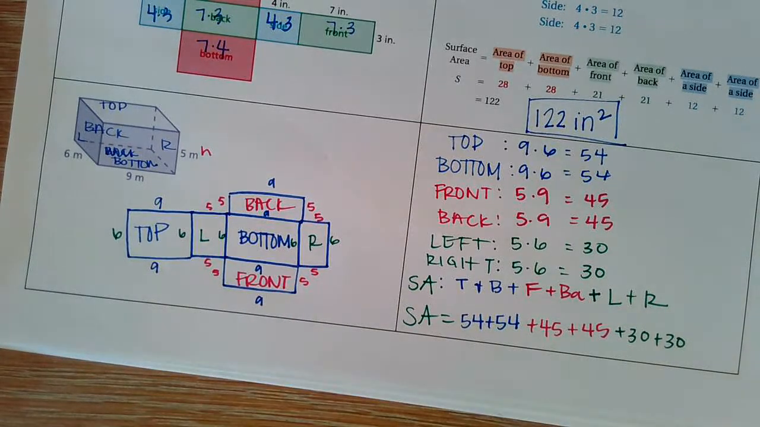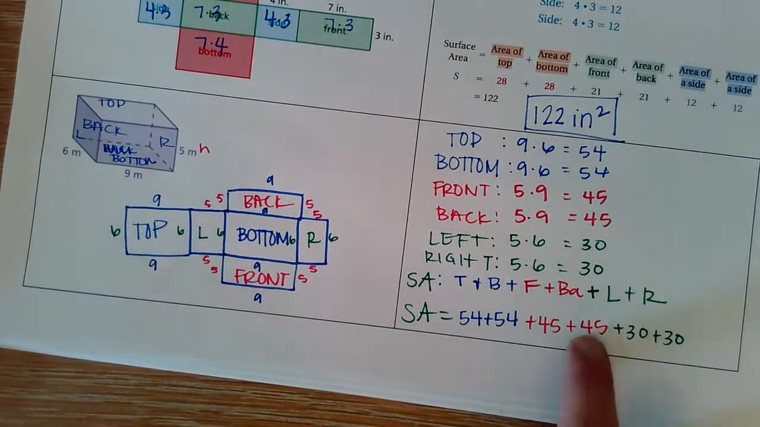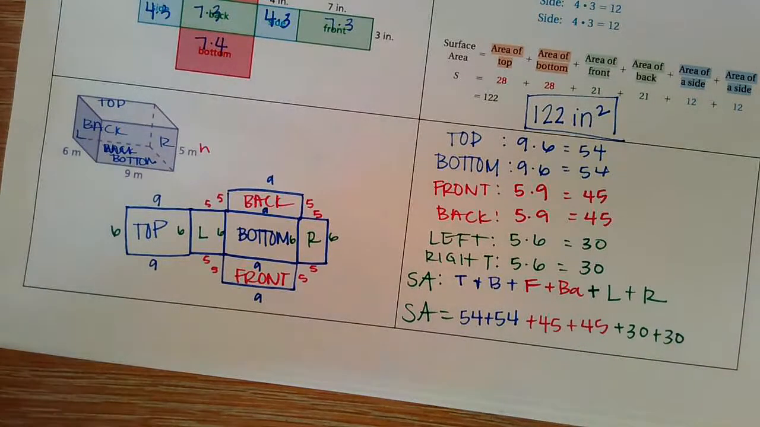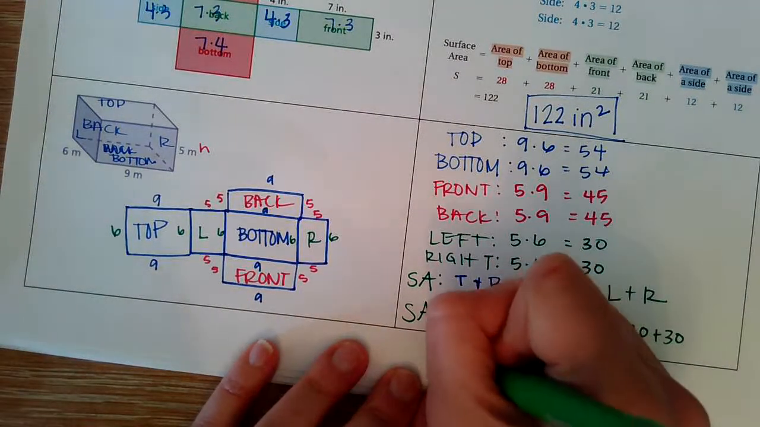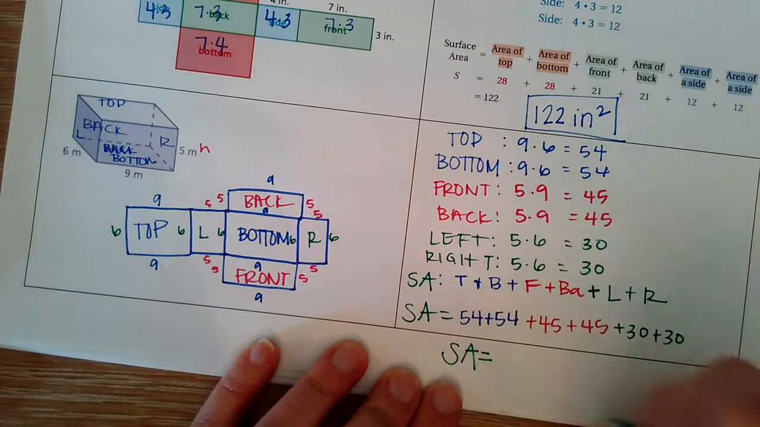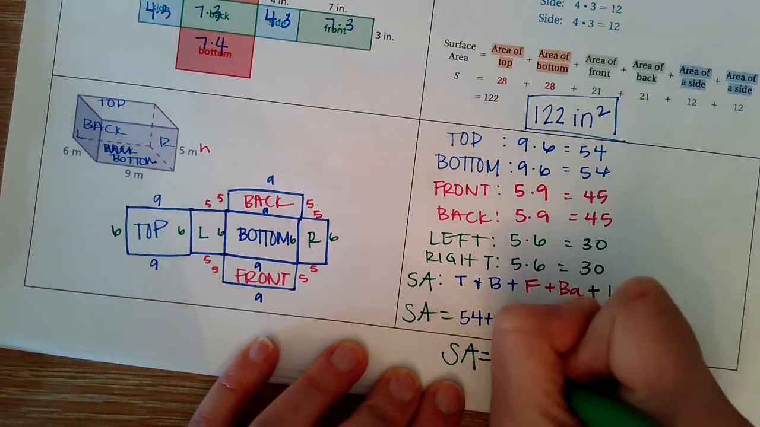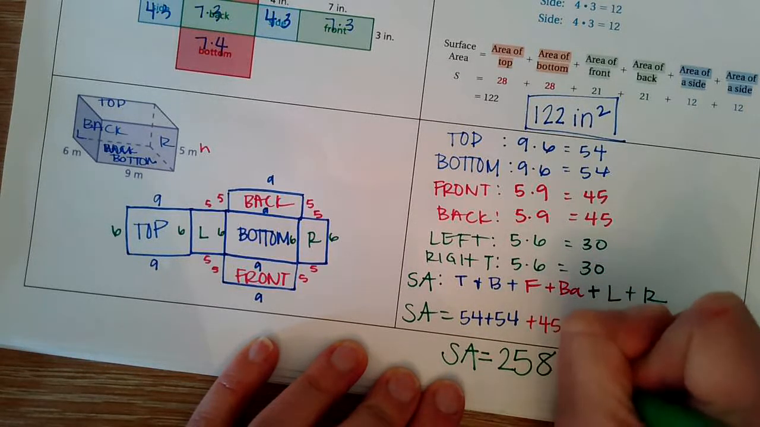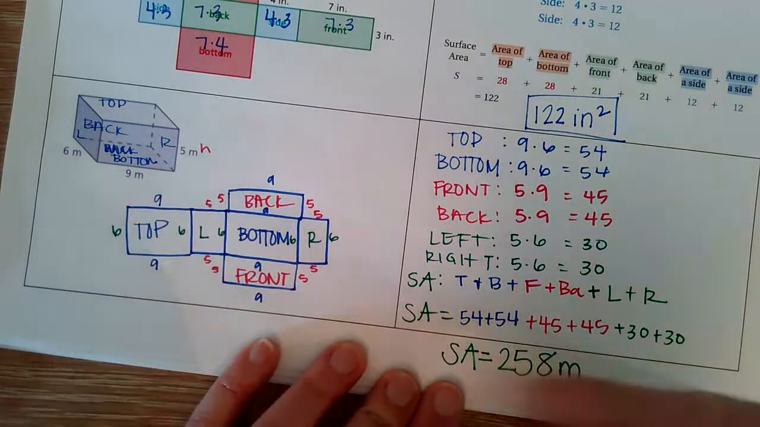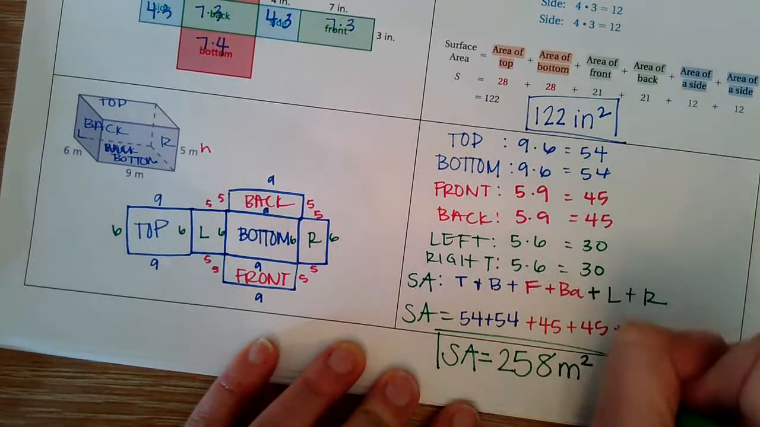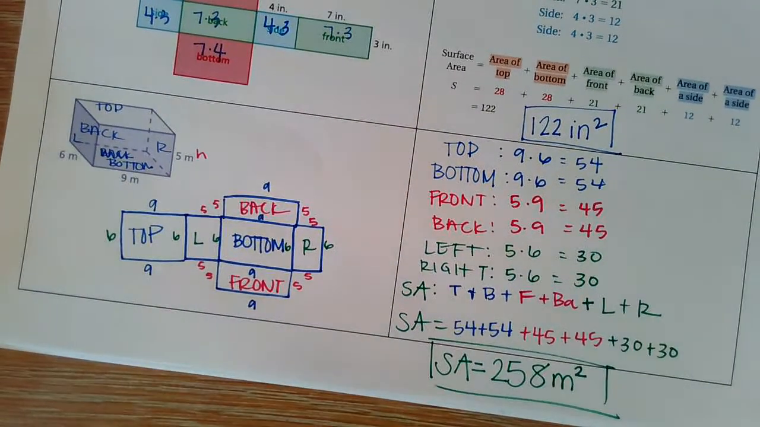So I can get out my calculator and add those all up: 54 plus 54 plus 45 plus 45 plus 30 plus 30, and that will get me a surface area of 258 meters squared. So the area of the entire 3D figure is 258 meters squared.